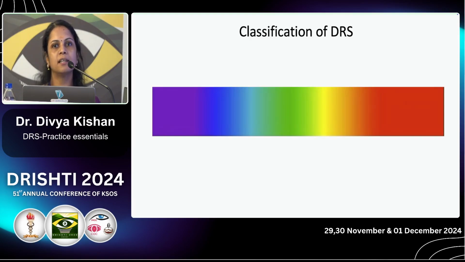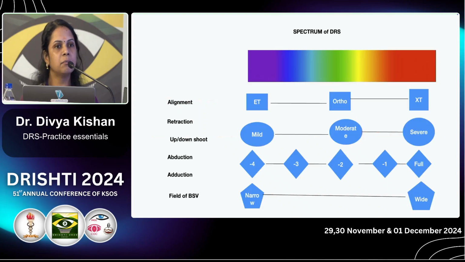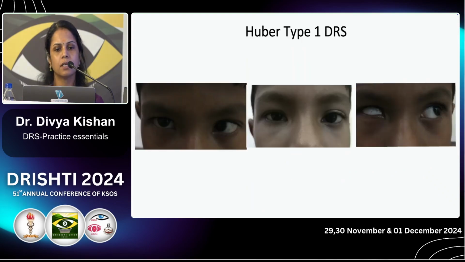Actually, it is practically not easy to classify it into compartments because Duane's is basically a spectrum with alignment varying from ESO to ortho to exo, upshoots and downshoots from mild, moderate to severe, and abduction and adduction restrictions from -4 to full, and the field of binocular single vision from narrow to wide. The most popular classification that we see is that of Huber, which is based on the electromyographical findings.